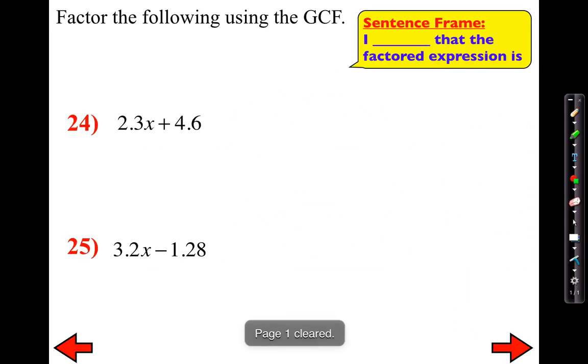Okay, now it is your turn. What I'd like you to do is go ahead and try number 24 and 25 all by yourself.